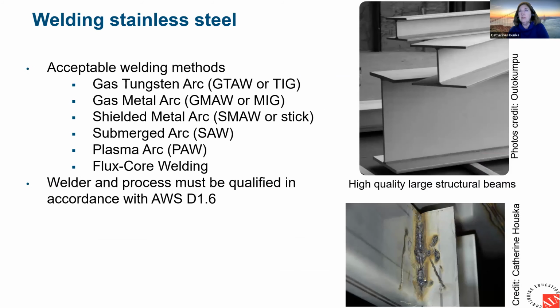Common welding methods that you're used to with other steels are all used for stainless steel. And I should note that these are beautifully welded, large structural stainless steel beams at the top. And then at the bottom, an image that I took when doing an inspection.